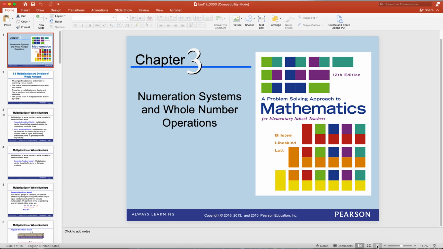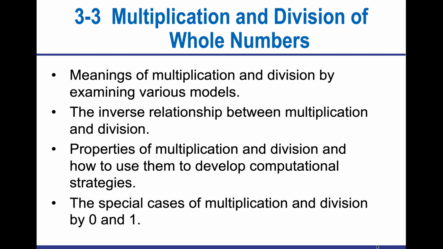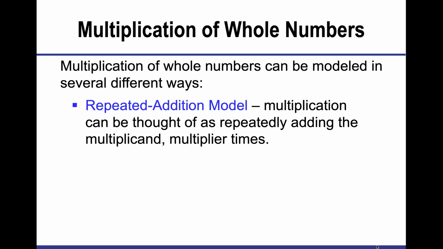Moving into chapter 3, and now we're going to look at multiplication and division of whole numbers. So we want to look at the various models we can present. We want to relate them as inverse relationships like addition and subtraction, where we want to look at their properties, and we want to look at special cases of 0 and 1.